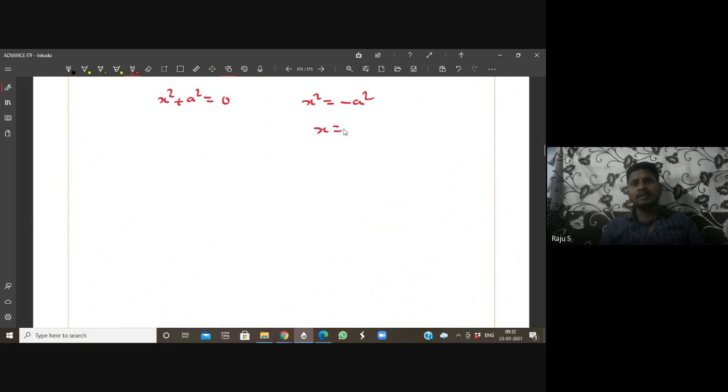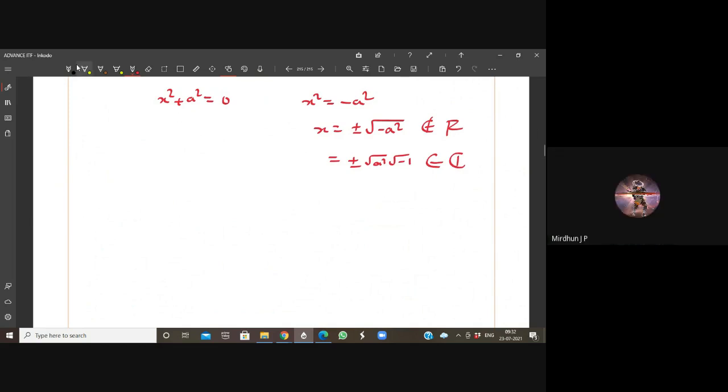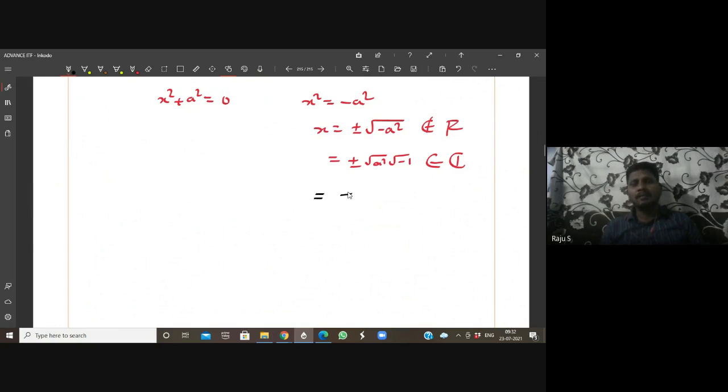In this case, x is equal to plus or minus root over minus a square. So this is nothing but plus or minus root over a square into root over minus 1, because the square root of a negative number does not belong to the real numbers. So in this case, we introduced another number system called the complex number system. It belongs to capital C. Sir, it will be equal to plus or minus a iota. Yeah, it is plus or minus a into iota, the square root gets cancelled. Okay, these are the values.